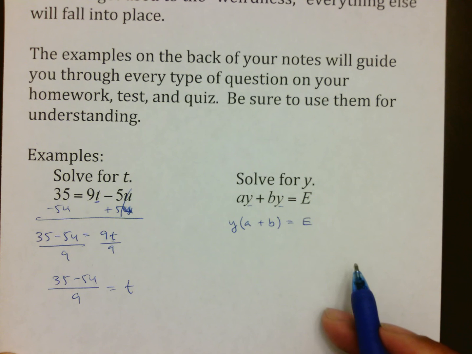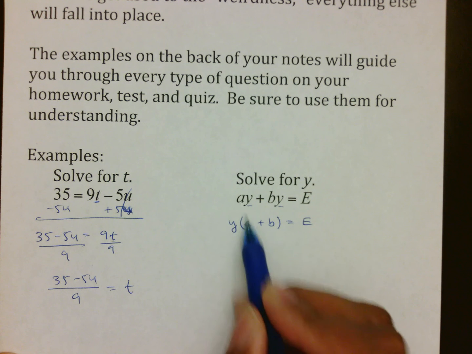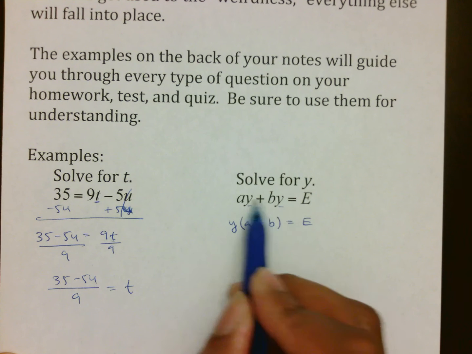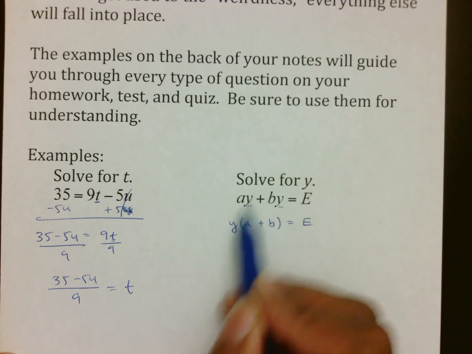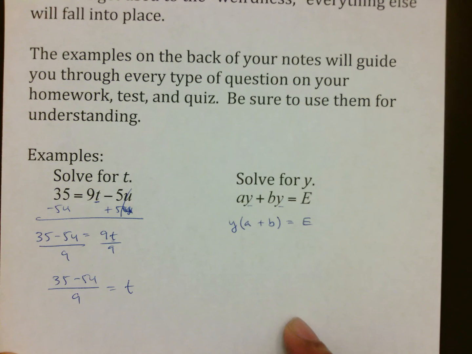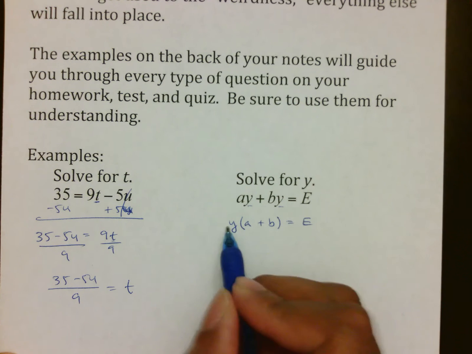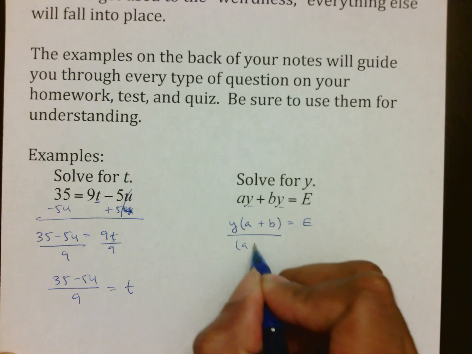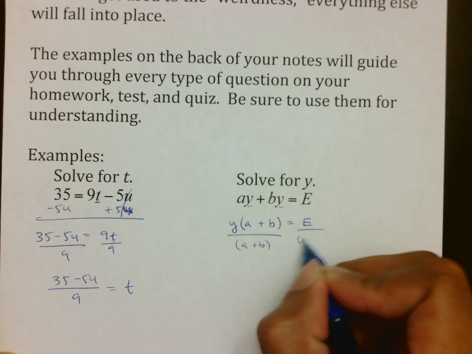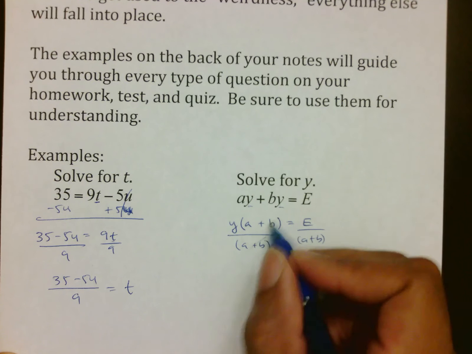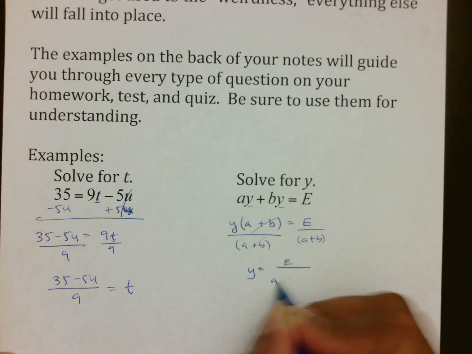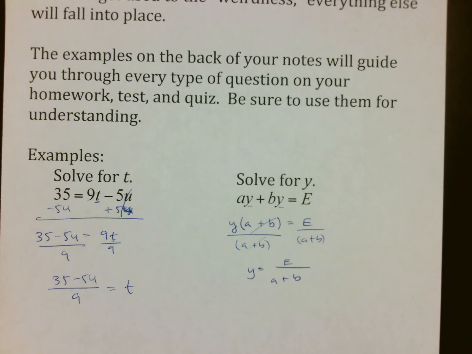Notice again, you want to keep the capitals capital and the lowercase lowercase. But if you look at this, y times a is ay, y times b is by. So all we did, because both of these y's were here, was factor it off by pulling off the y, leaving ourselves with a and b. Now that it's y times a plus b, you get rid of it by dividing by a plus b, which of course gets rid of that part, and you end up with e over a plus b as your answer there.